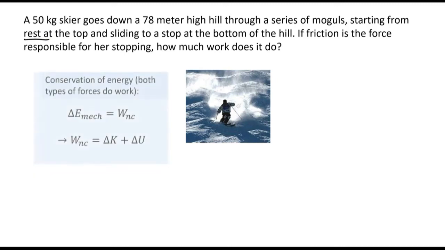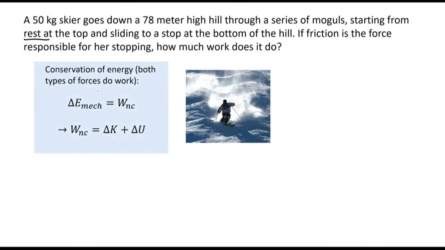All right, so this is a classic conservation of energy problem where we have work done by a non-conservative force. And so that tells me that the change in mechanical energy of the skier from the top of the hill to the bottom of the hill is going to be equal to the work done by a non-conservative force, which in this case is going to be friction. Or in other words, we could say that the change in kinetic energy plus the change in potential energy of the skier is equal to this work done by a non-conservative force.